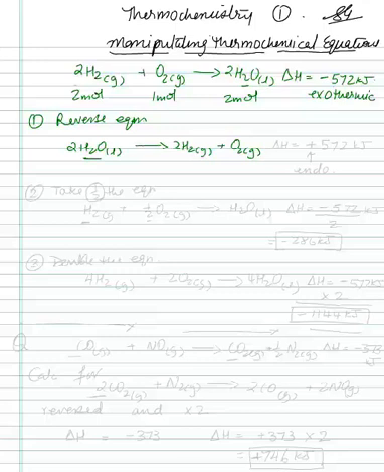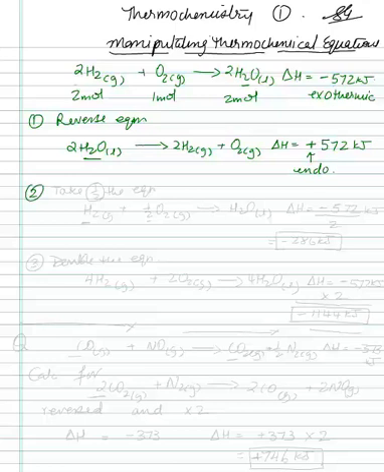Because the equation is reversed, delta H is also reversed, which means that before it was exothermic, now it becomes endothermic. So the value 572 does not change, only the sign changes. So now this is an endothermic reaction. Very simple. When you reverse the equation, you reverse the sign also. So endo becomes exo, exo becomes endo.